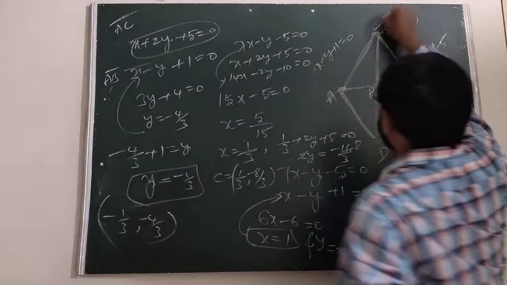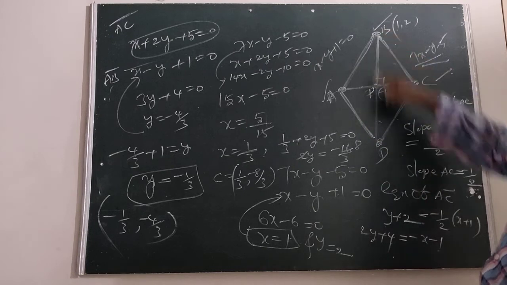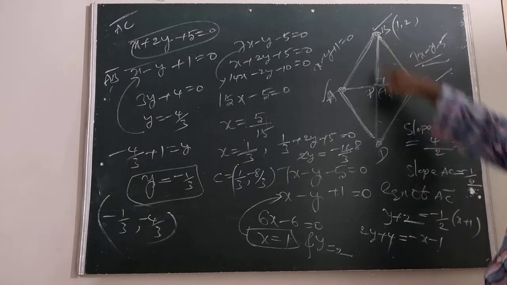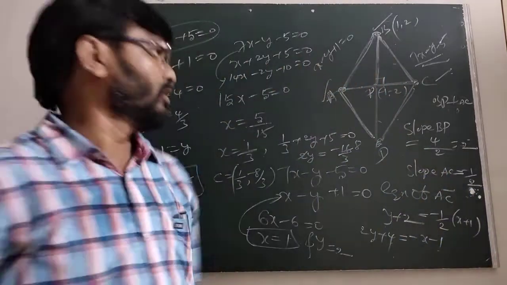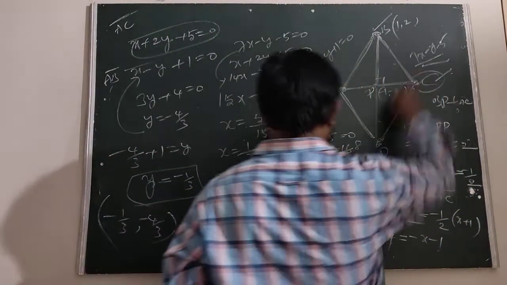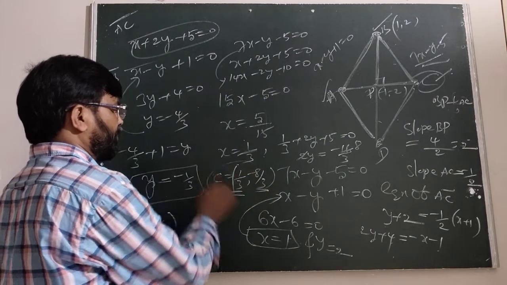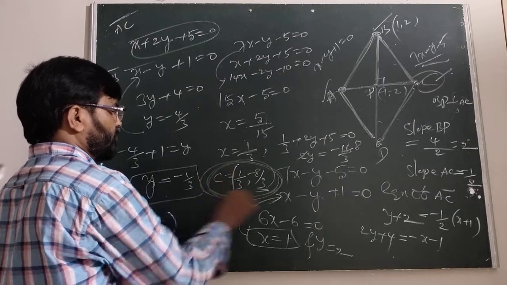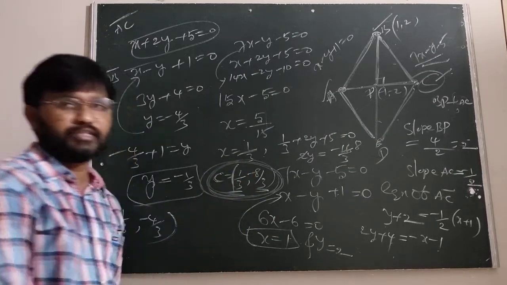Now we know B, A and C. How to find D? D is the midpoint: here P is the midpoint of BD, that's it. But the options given only have C. The C is here (1/3, -8/3). The option D is (1/3, -8/3).